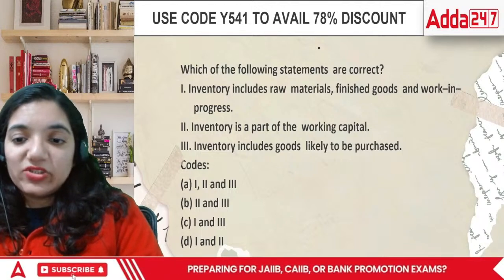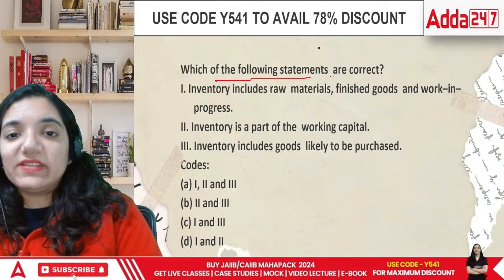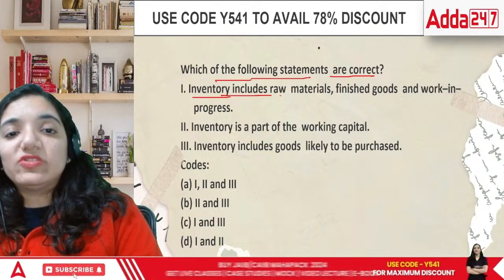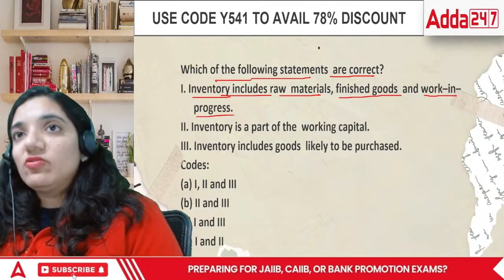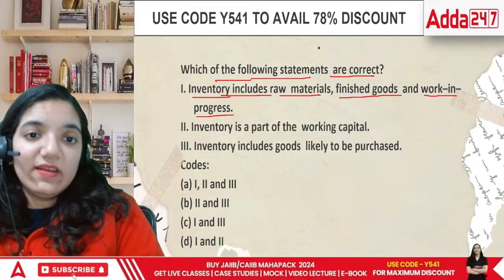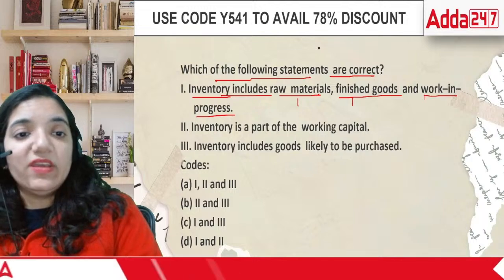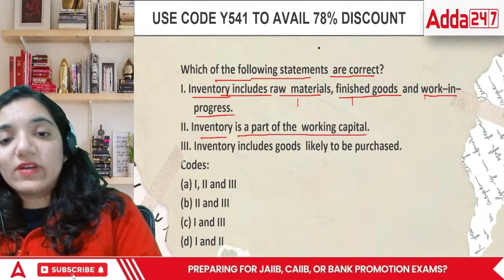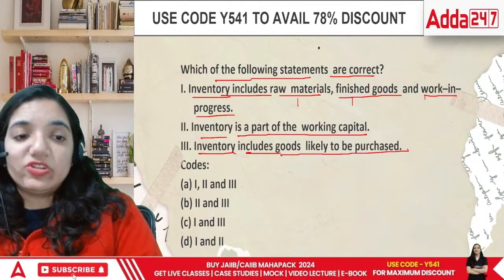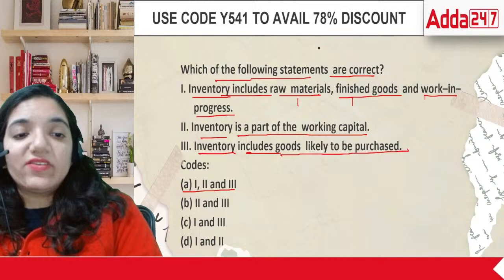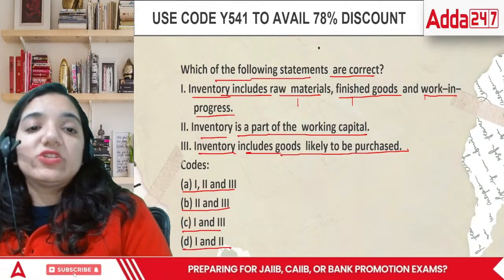Here comes the next question. Which of the following statements are correct? Inventory includes raw material, finished goods, WIP. Inventory means the goods we are keeping to sell. That means that includes raw material, finished goods, and WIP. Inventory is a part of working capital, and inventory includes goods likely to be purchased. So codes are 1, 2, and 3, 2 and 3, first and third, or 1 and 2. Which one is correct?